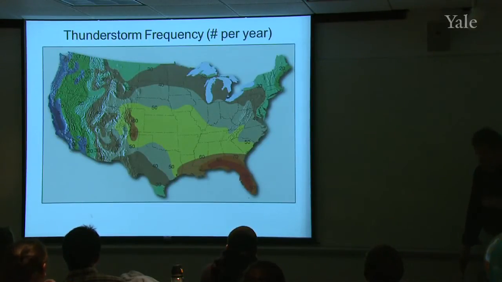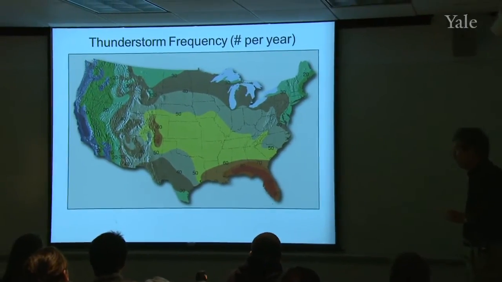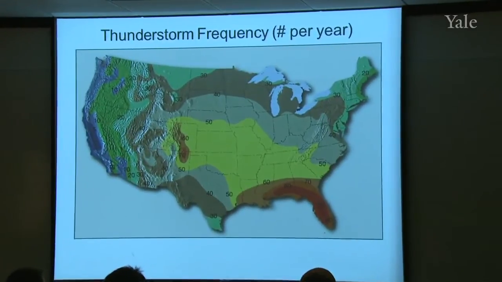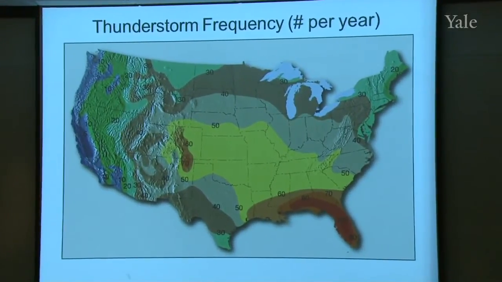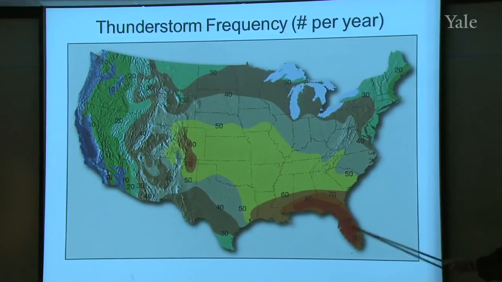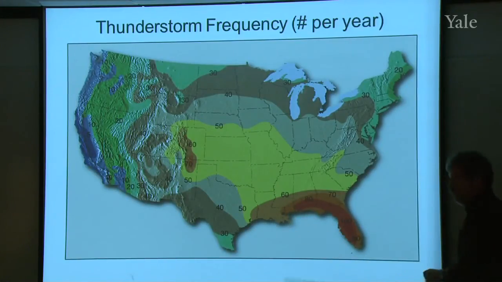This is thunderstorm frequency across the United States, number of thunderstorms per year. Now, I've told you that most of these are just air mass thunderstorms. They're not so damaging. And looks like Florida is the capital for air mass thunderstorms. You get 100 of them per year. Other areas get far less. But these aren't the severe ones. I'll show you the severe ones in just a moment.